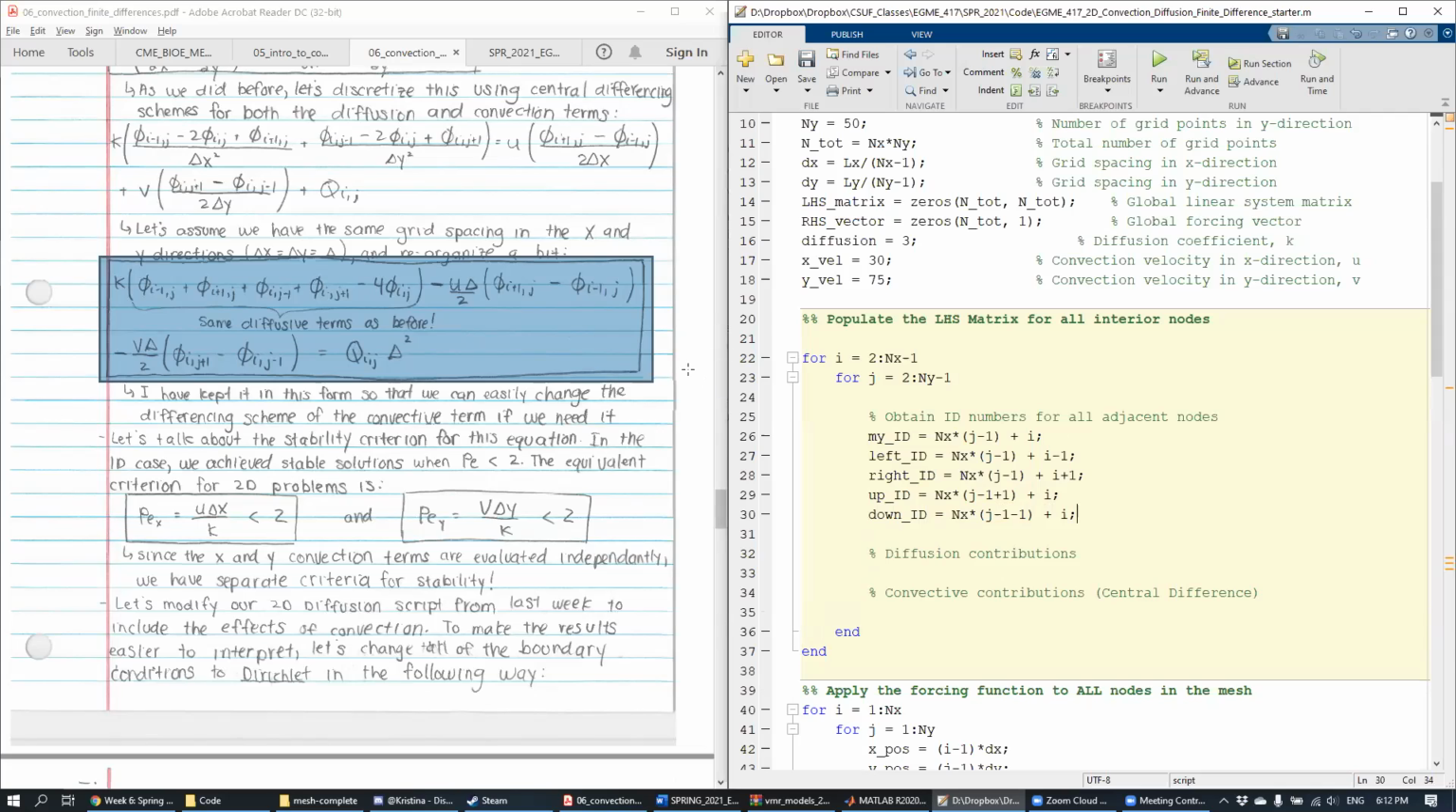All right, any questions on the ID numbers here? This is just what we did last week with the 2D diffusion code.